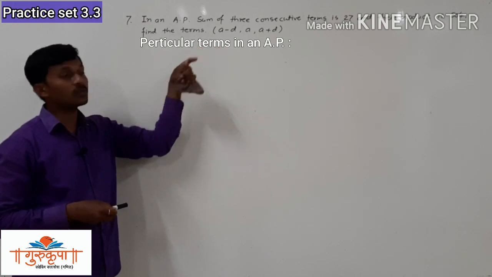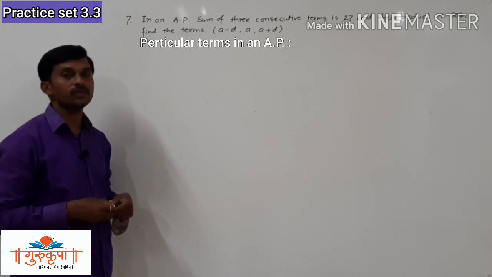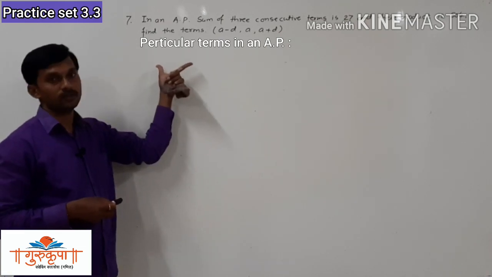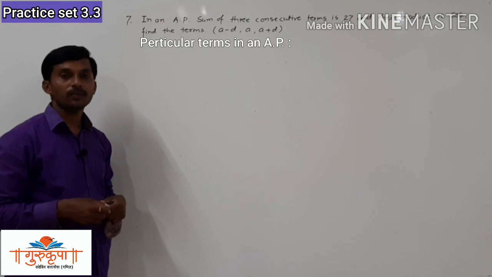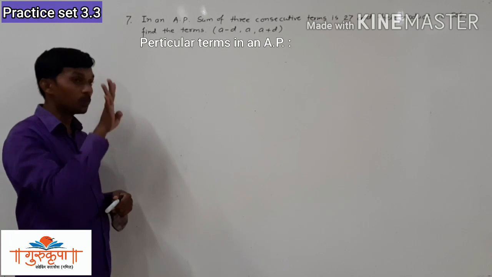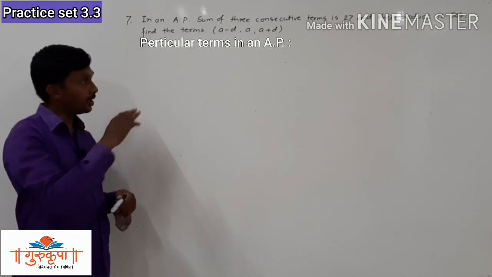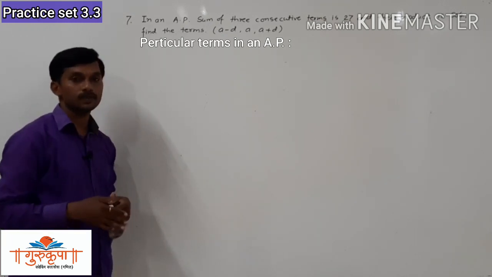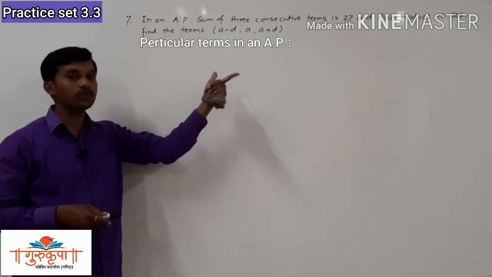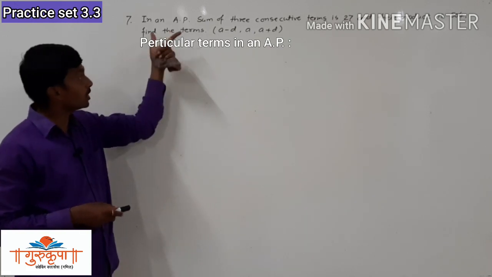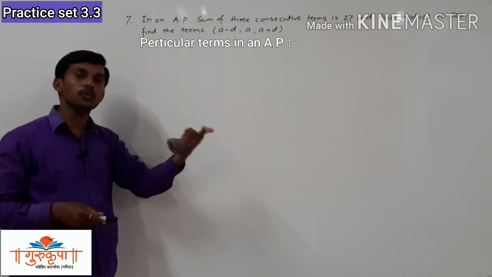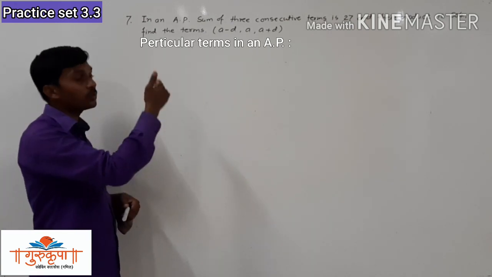Using these particular terms only we can simplify the example, otherwise we are unable to solve this example. So in that concept, particular terms in an AP, we have to study the three terms, particular four terms in an AP, and 5 particular terms in an AP. If the example is given about the three terms, then which three terms we have to use there? If the example is given about the four terms, the next example, that is example number 8, is about the four terms. So which four terms we have to use there?